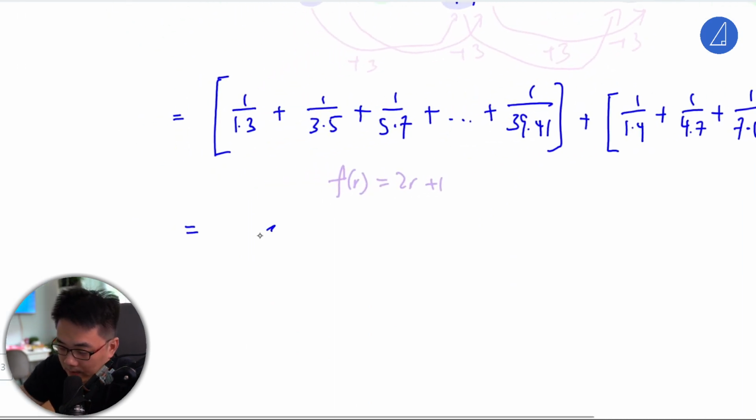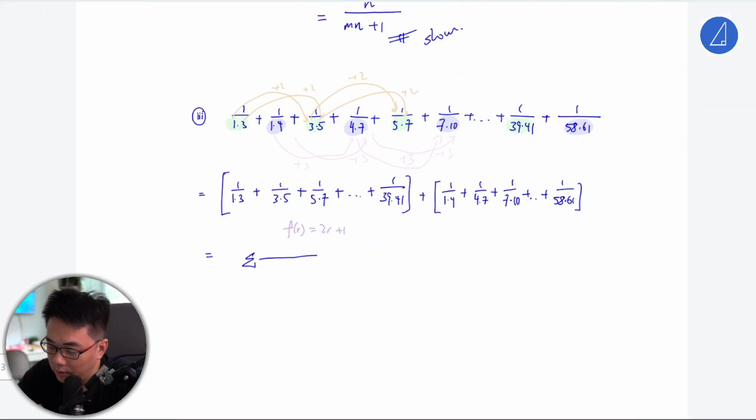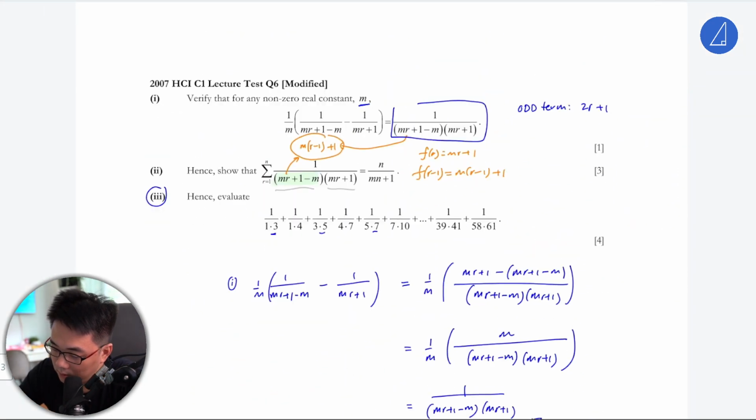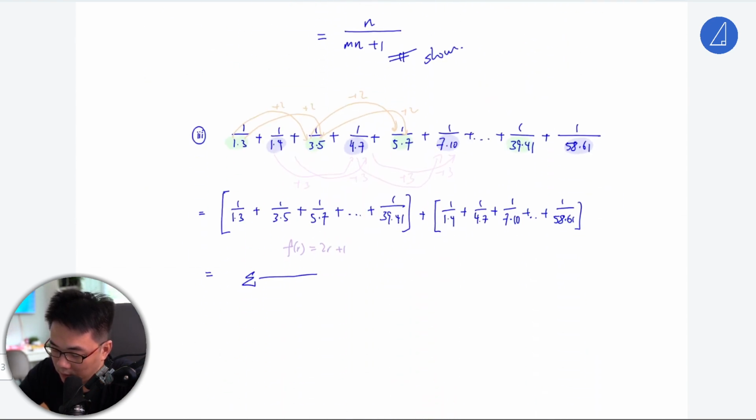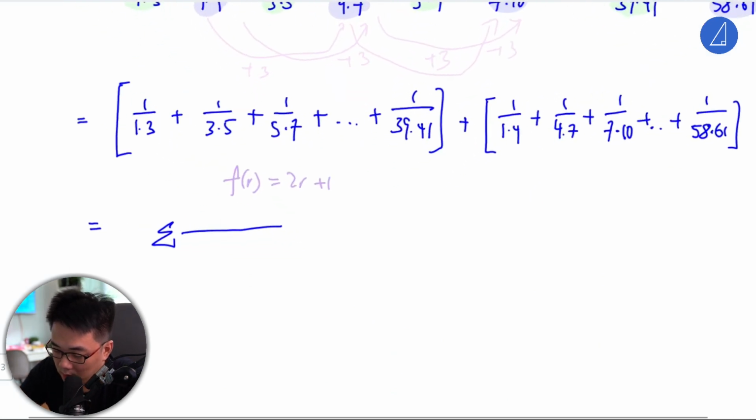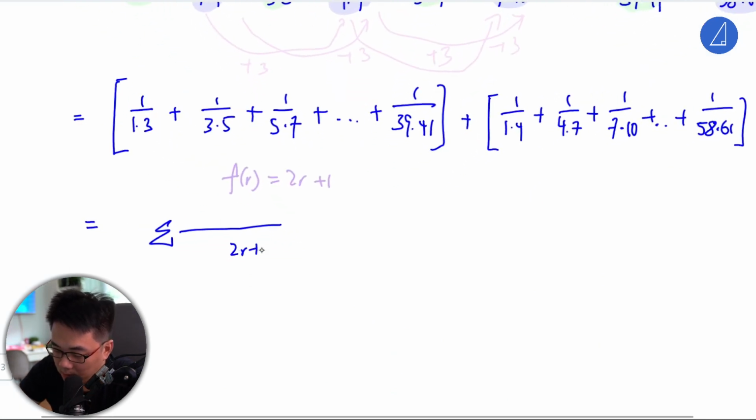So I'm going to sum it from, generally this is what? MR minus 1, is it? We need to use this MR minus 1, MR plus 1. So this is the larger one. This is the smaller one, right? Yeah, this is the smaller one. So MR plus 1 should correspond to this one here. So it's actually 2R plus 1 over here. Then that will be 2R minus 1 over here.